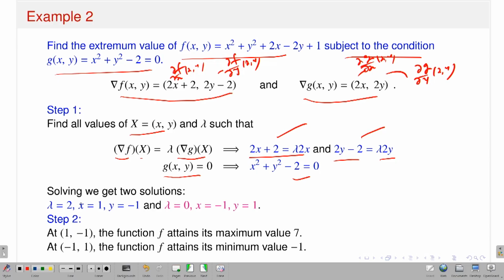If I solve it, then solving we get two solutions. I am not doing this part rigorously. You should solve it. You have three very simple equations. If you solve it, then these are the possible solutions you will get. Lambda is equal to 2, x is equal to 1, y is equal to minus 1, and for lambda is equal to 0, you have x is equal to minus 1 and y is equal to 1. So that means you have possible solutions x, y, lambda. Now you just focus on x and y coordinates. So that means you have to just look for the points 1, minus 1 and minus 1, 1. Now at 1, minus 1, the function attains maximum value, and at minus 1, 1, the function attains minimum value. And you can see that just by evaluating the function at these points. So that's how you can handle those kinds of problems.